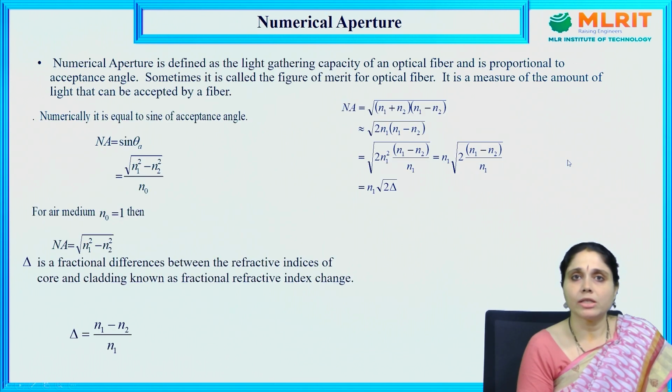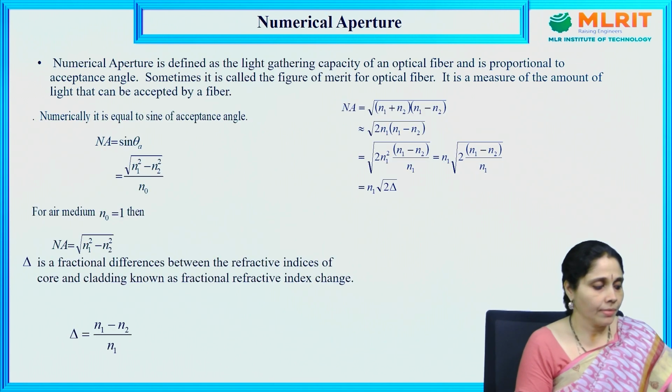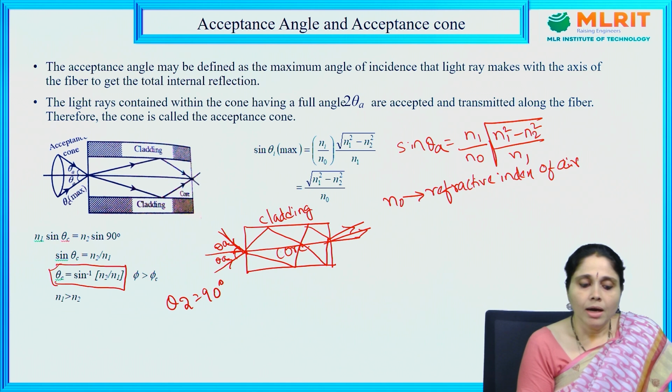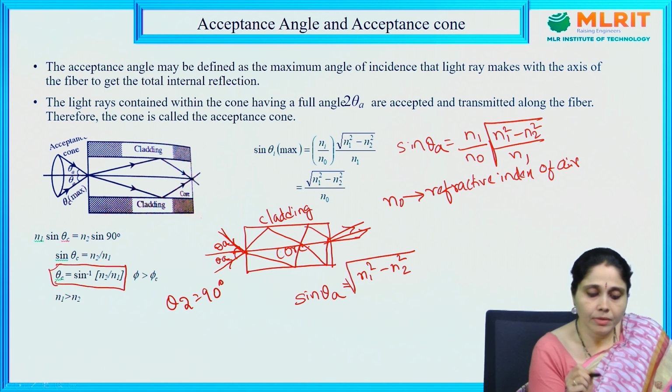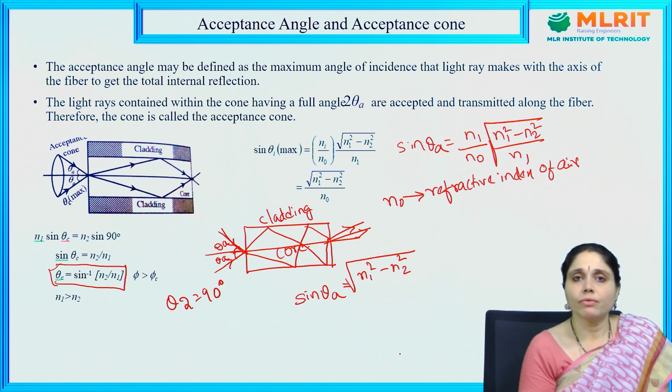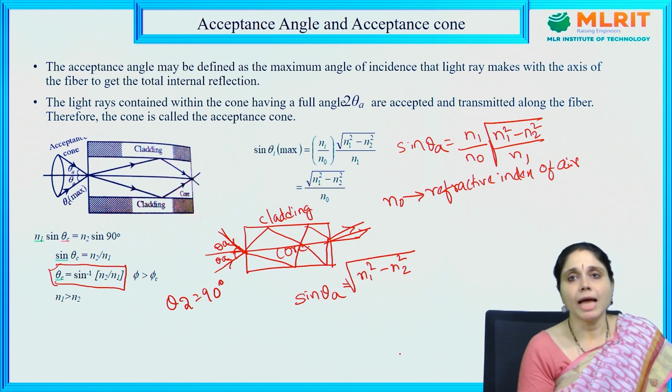Okay, refractive index of air. And so sine theta A is equal to the square root of N1 squared minus N2 squared. This is the representation of sine theta A, where theta A is known as the acceptance angle.